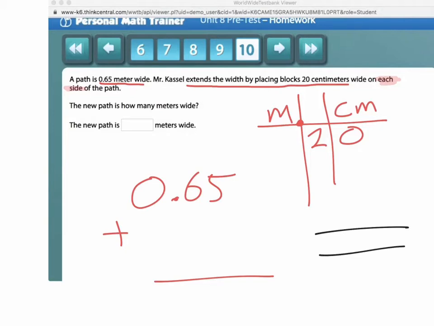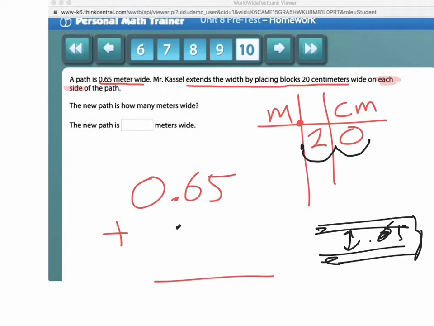path. We know that path is 0.65 meters wide, and he's going to add 20 centimeters on either side of the path. So they're asking us, what is the total width of the path now? So first thing you're going to do after you understand the problem is convert centimeters to meters. So this is 20 centimeters here. To change it into meters, I'm going to divide by 100 to give me 0.2.